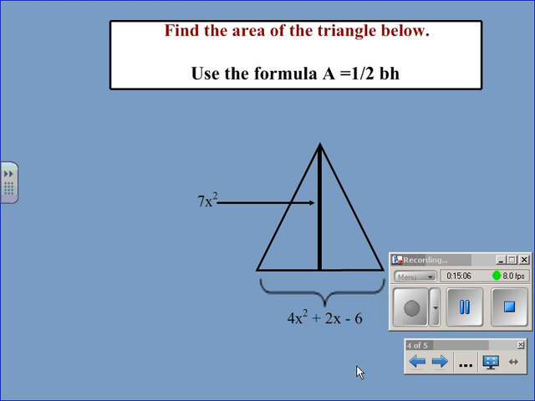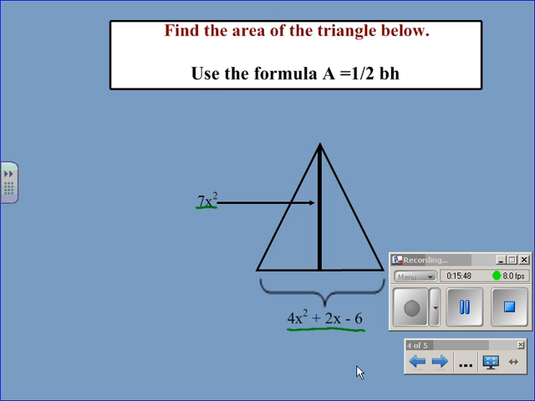Now what we're going to do is use what we learned about multiplying polynomials together to find the area of this triangle below. If you look here, you'll see that we're going to use the formula area equals 1/2 base times height. And here it says that our base is 4x squared plus 2x minus 6. And our height of the triangle, which for any triangle is from the vertex perpendicular to the base, is 7x squared.